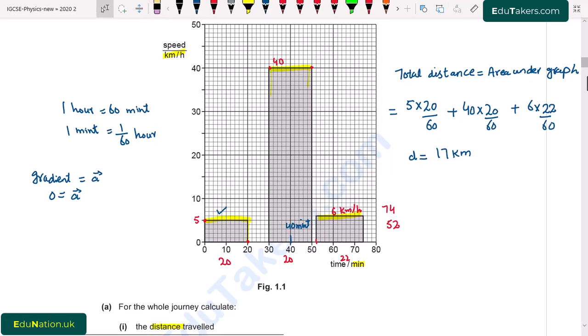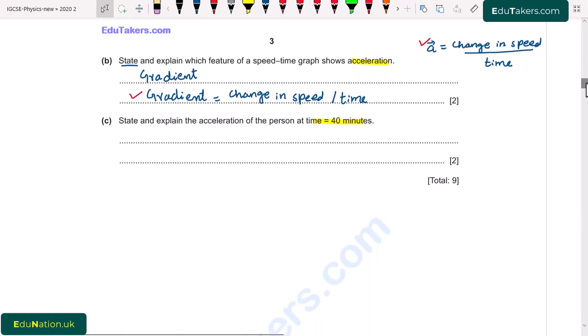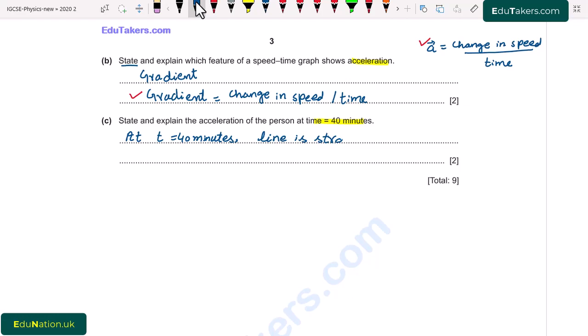So I write here at t is equal to 40 minutes, line is straight horizontal. Means that gradient equal to 0.